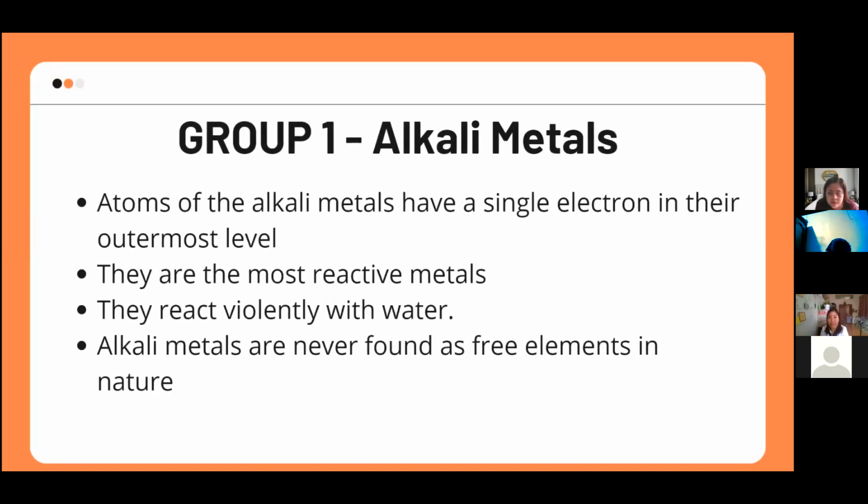So next we have the families in the periodic table. So group 1 is the alkali metals. Atoms of the alkali metals have a single electron in their outermost level. So malalaman natin ang number of valence electron, pwede tayo mag-base sa group number actually. So kunyari group 1, 1 valence electron na yan siya automatically. So pag group 2, 2 valence electron.